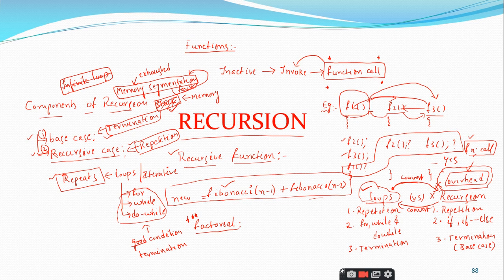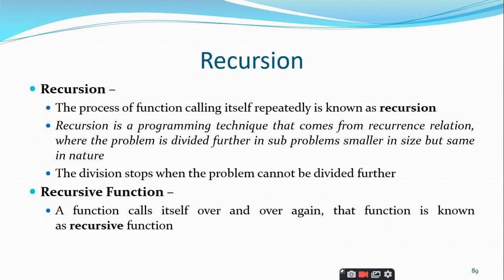So with this basic idea on what recursion is, what a recursive function is, what the components of recursion are, and the differences between loops and recursion, we'll quickly go through the slides and see whether any new points come up. So here is the definition of recursion. Recursion is the process of a function calling itself repeatedly.